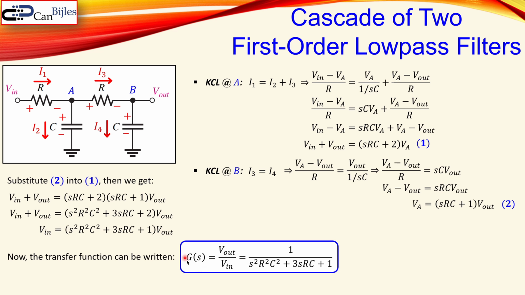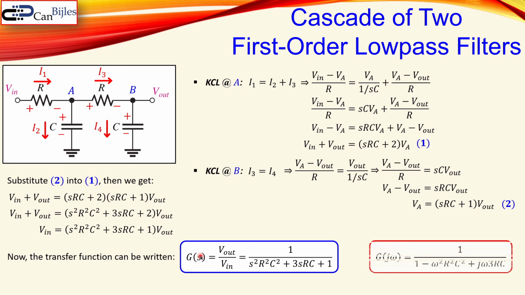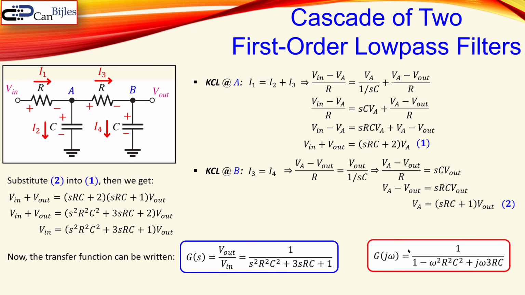Now if we again substitute the S by J omega, going to the steady state analysis, then you will have this one where you see here the S squared is J omega quantity squared. That means then minus omega squared, so that will be the real value. So this will be also 1. That will be then in front. So 1 minus omega squared R squared C squared plus, and you have here now J omega. I put it in front, and now we have 3 times RC. Now this is an expression we can use. This is the transfer function in order to calculate the gain, phase, and also the cutoff frequency.